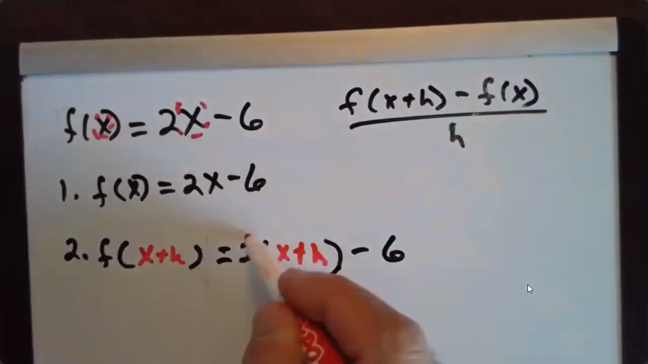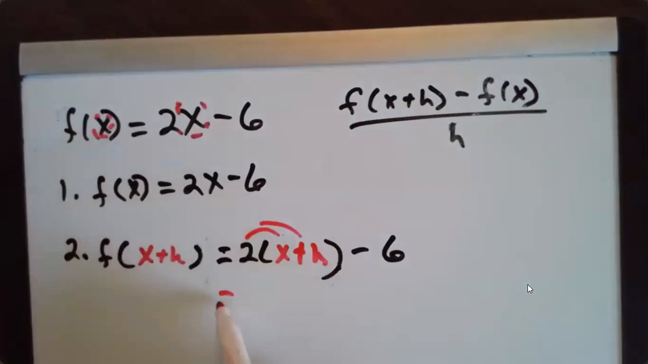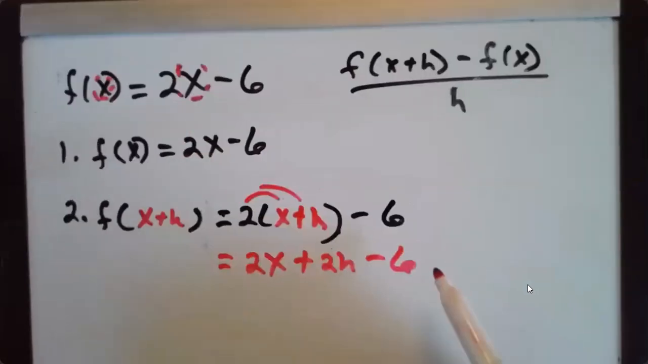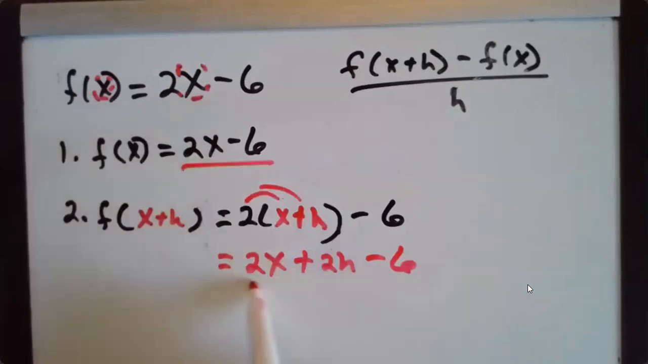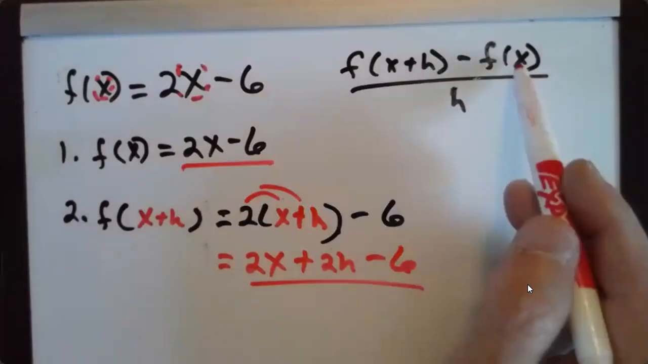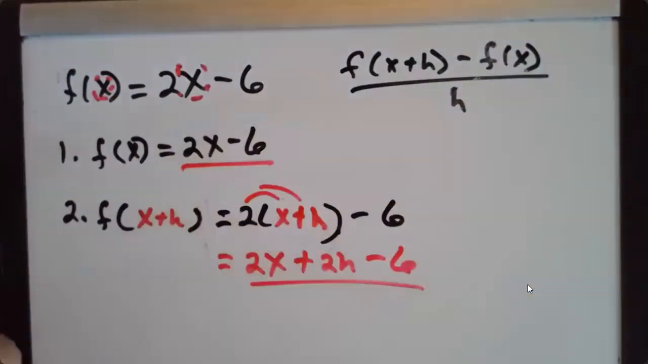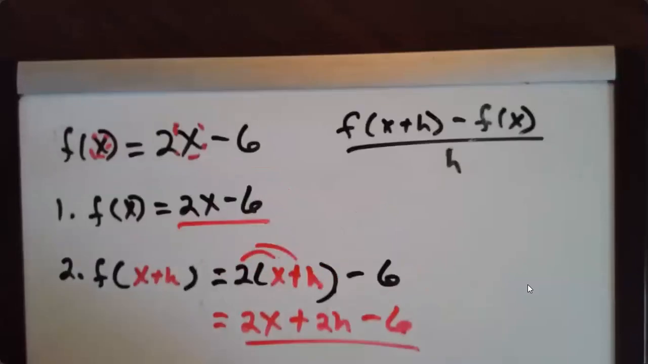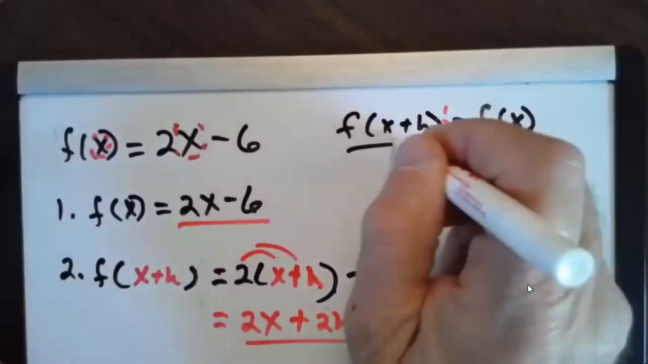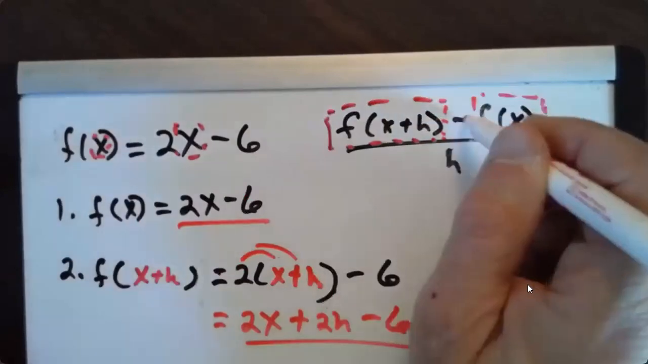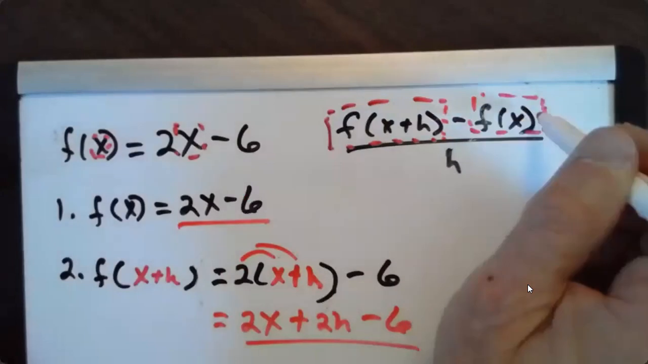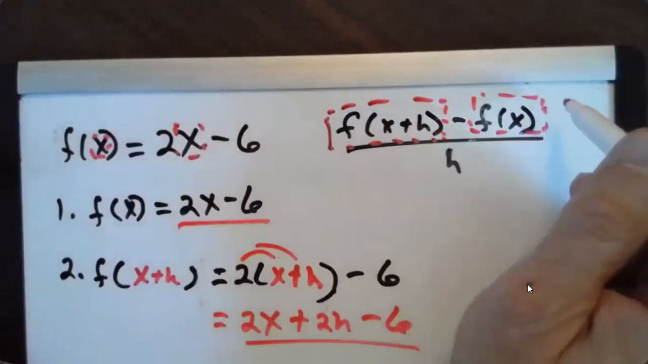So we have to distribute the 2. And so that's 2x plus 2h minus 6. And the parentheses goes away. Okay, so now we take these 2 equations, and we substitute them back in. But you have to be careful here because you're going to cut this out and put parentheses, because you have to distribute this negative into this entire second half of the difference quotient.